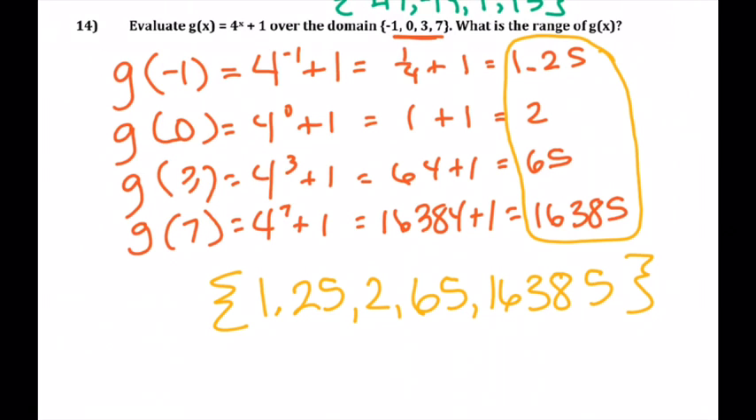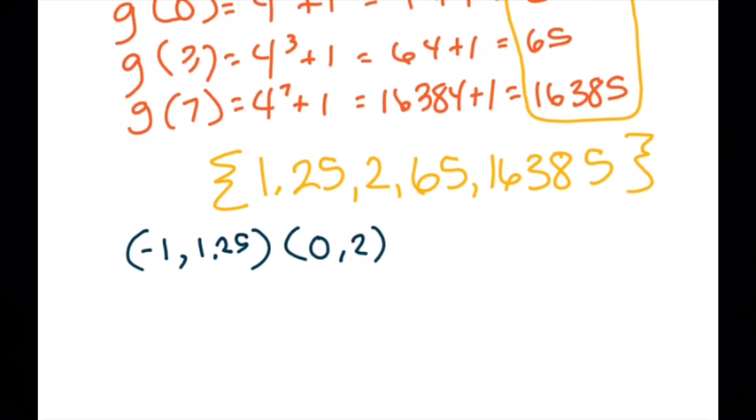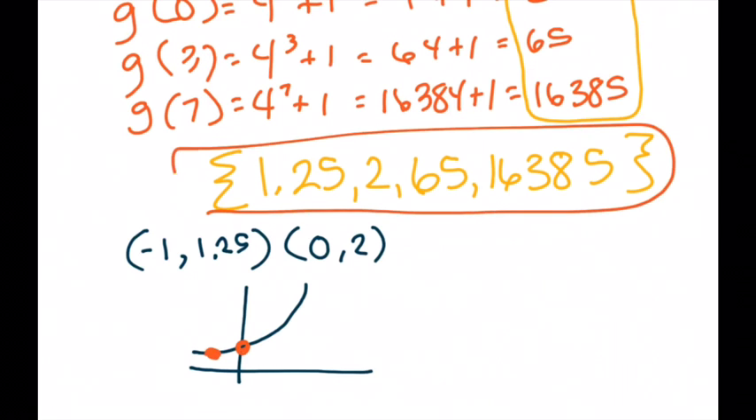So what each of those is saying is that if I put in negative 1, I get out 1.25. If I put in 0, I get out 2. And so, for example, that also means that if I were to graph the equation 4 to the x plus 1, the points negative 1, 1.25, or 0, 2, are points on the graph. And so that's what that means. But this is my answer to that question.